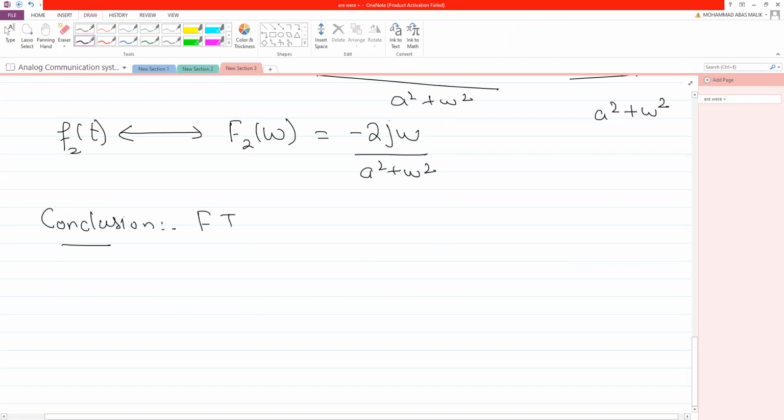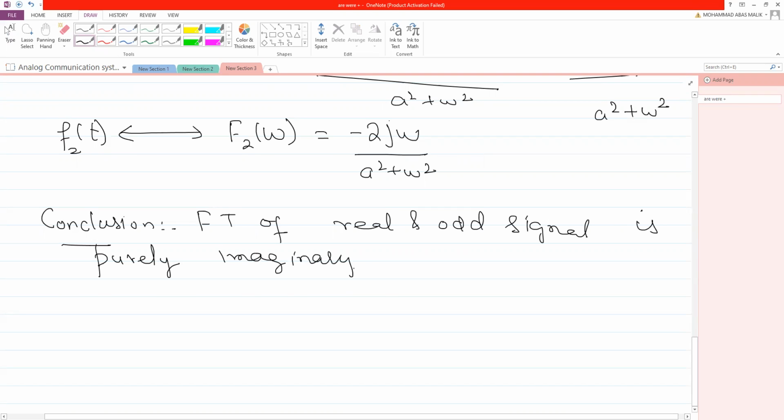So the Fourier transform of a real and odd signal, obviously in the time domain, is purely imaginary and odd in nature. Done?